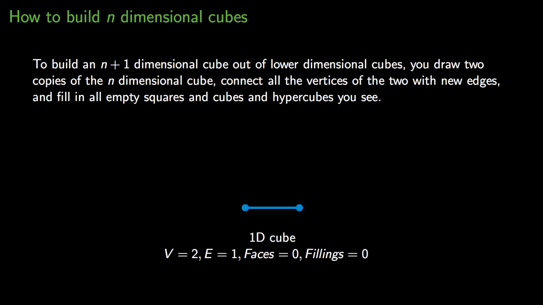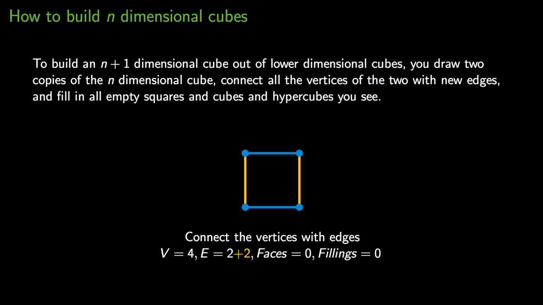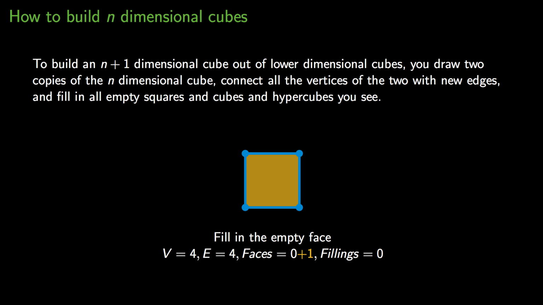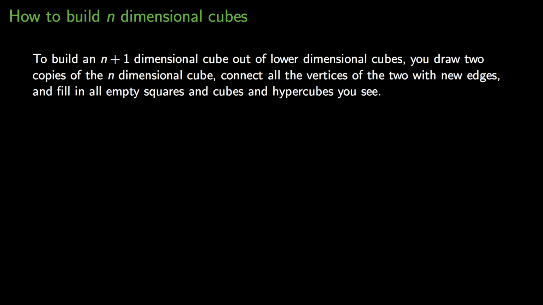Two vertices, one edge. You draw a second copy of that one cube above, which adds another two vertices and one edge. And then you're supposed to connect the corresponding vertices on top and bottom with edges, just the corresponding ones. That adds two new edges, right? And if you can see how the four edges enclose some empty area, we're going to fill that in with a new face. And so now we have a 2 cube, which is just a square, 4 vertices, 4 edges, 1 face. Let's use this to build a cube.